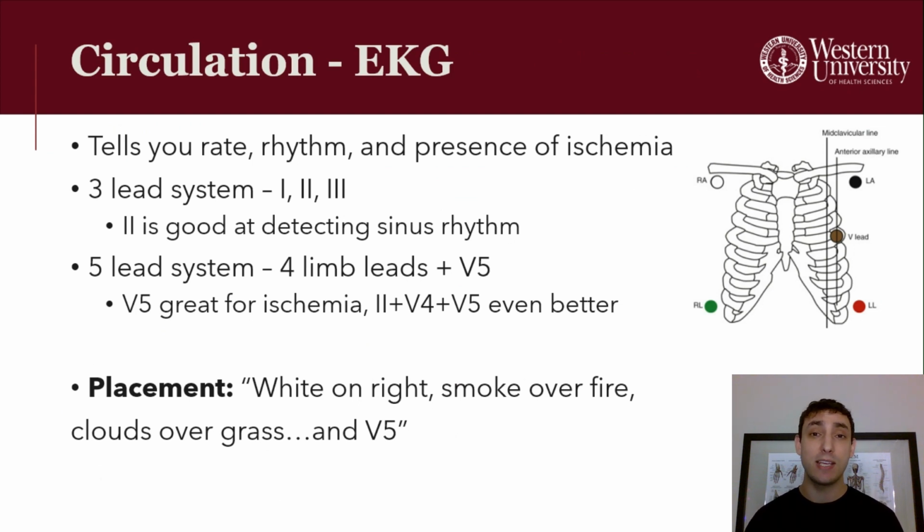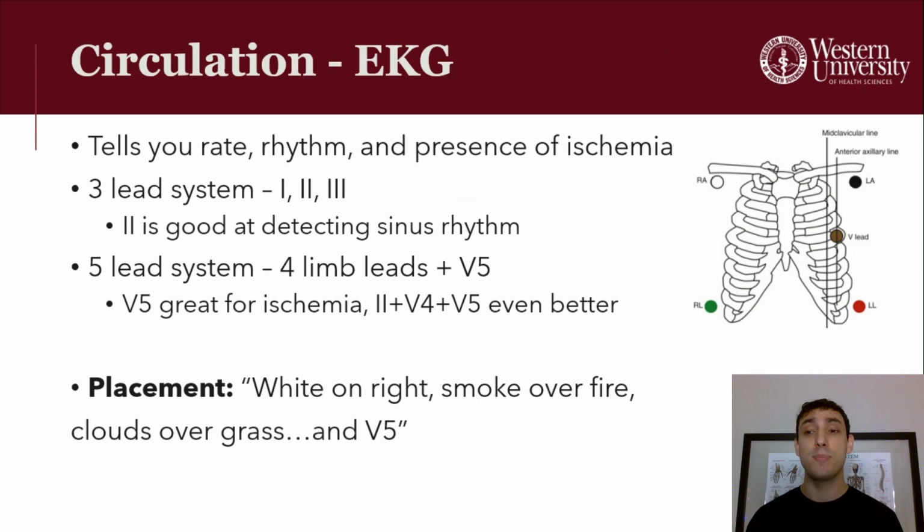EKG. So this can tell you the rate, rhythm, and presence of ischemia. You will most often see a 3 or 5 lead system. The 3-lead system is really good at showing you rhythm using lead 2. The 5-lead system has lead V5, and the combination of all this is really good at showing you ischemia.